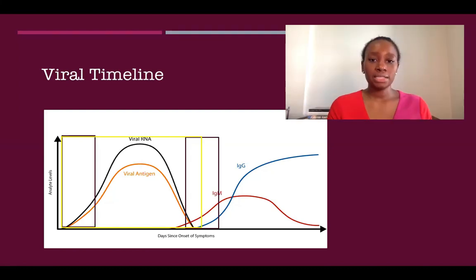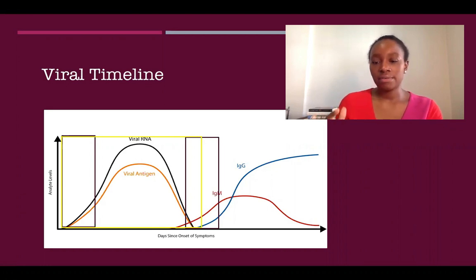When you're detecting the virus by RT-PCR, we don't know whether that's actively replicating virus or that's viral RNA that's debris that's not actually able to infect other cells. So even if someone does have a positive PCR test later on, that doesn't necessarily mean that they have infectious virus.